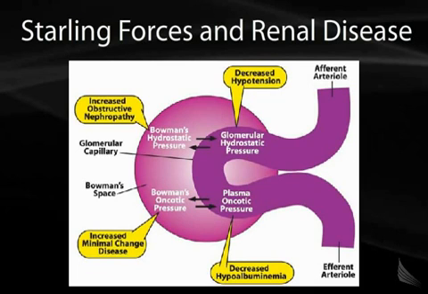Finally, if plasma oncotic pressure is affected because of decreased serum albumin concentration or hypoalbuminemia, this is a force that usually opposes filtration. As this goes down, however, filtration fraction and GFR will increase.